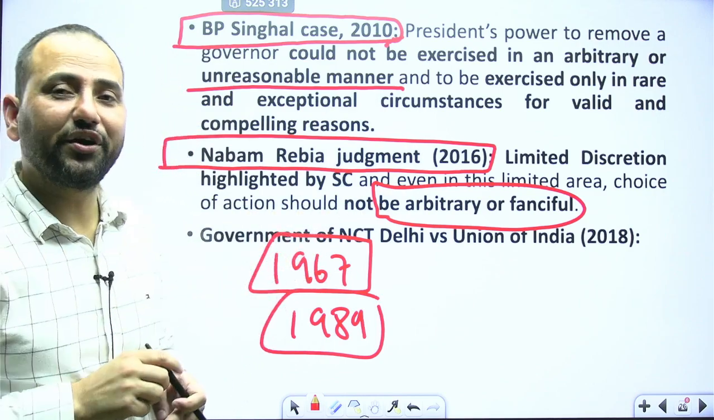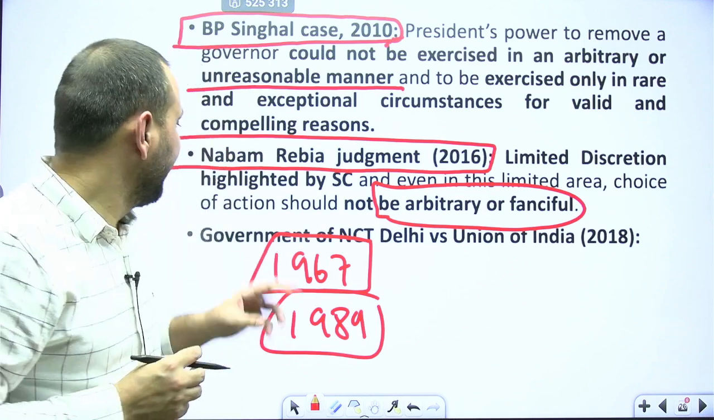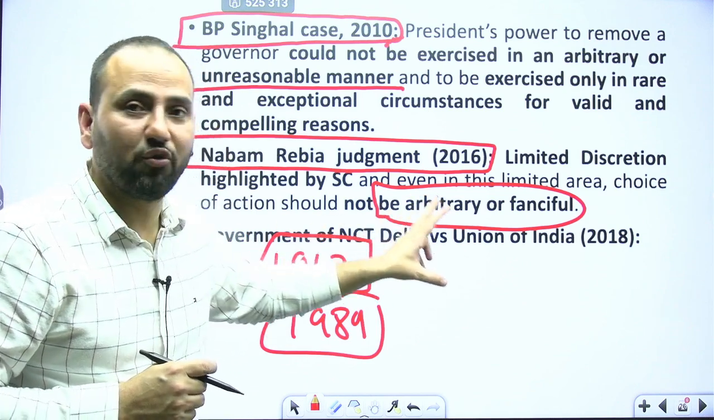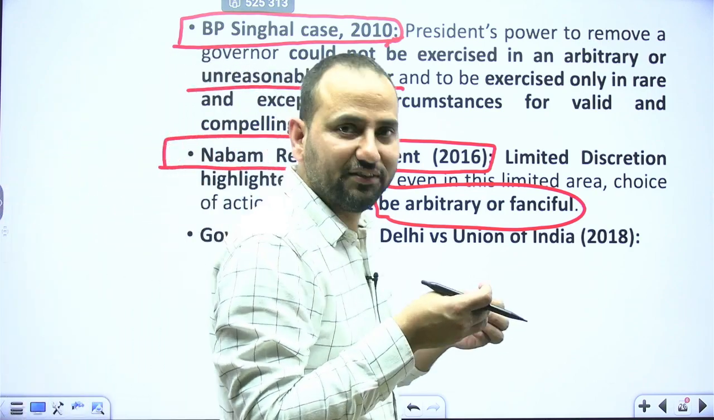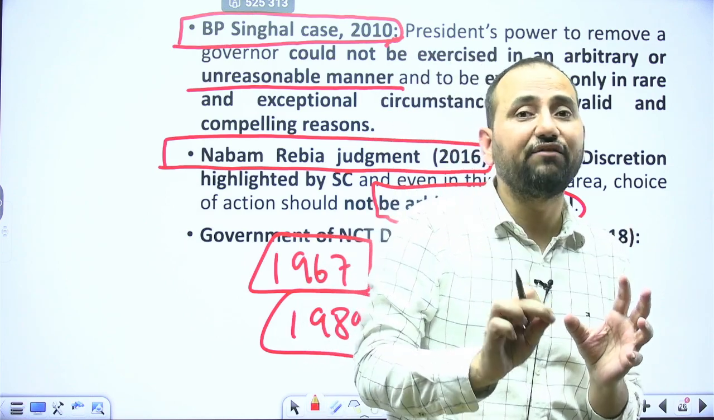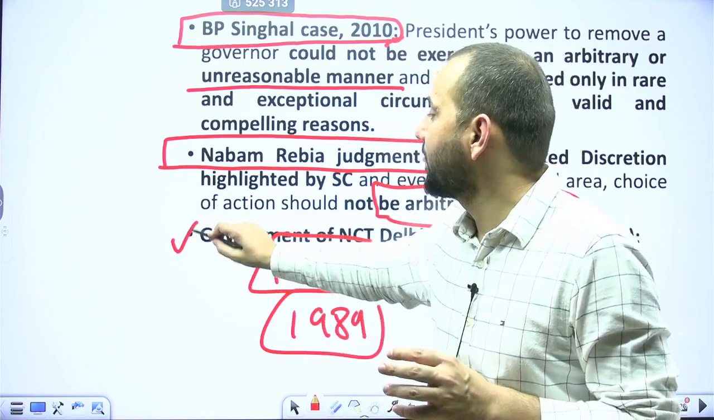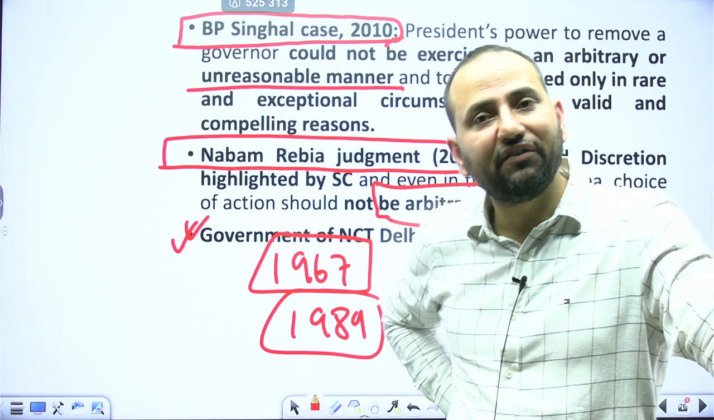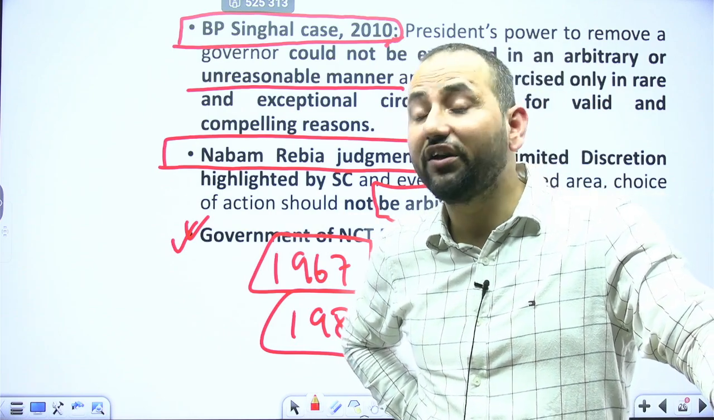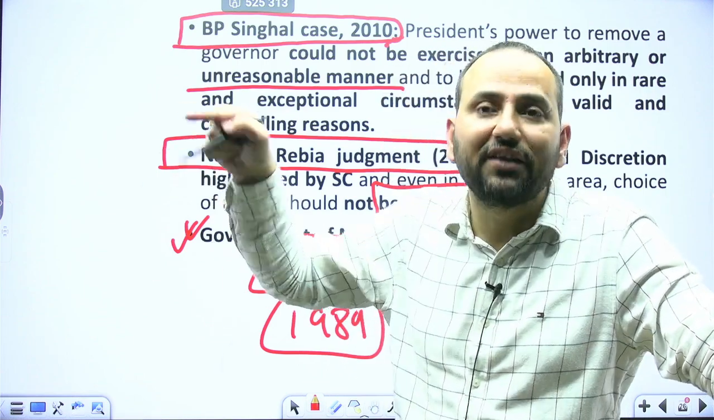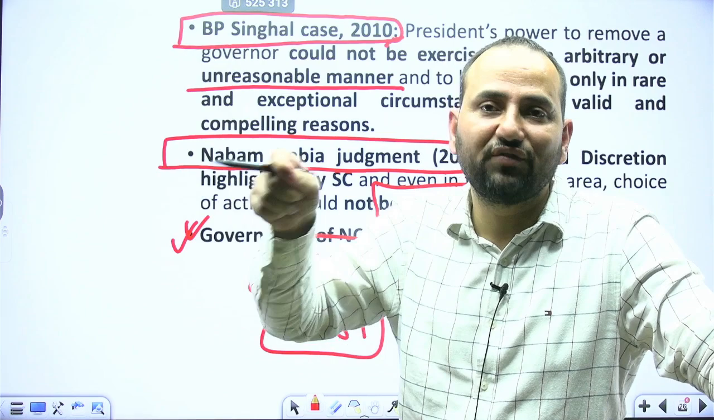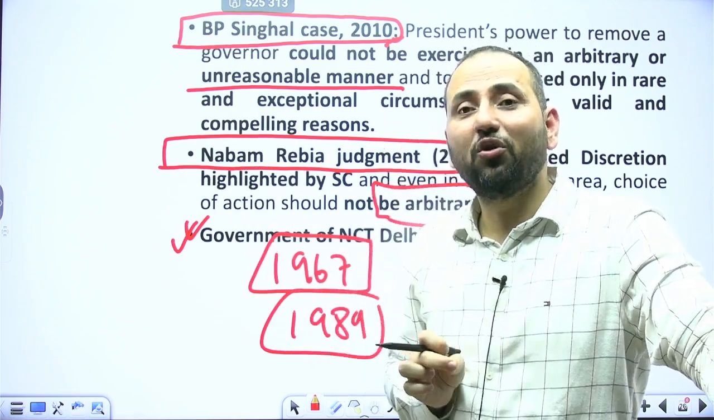Another very important issue with reference to the office of governor is Government of NCT of Delhi versus Union of India. And you will say that we do not have the structure of governors in the NCT of Delhi. That is why I have particularly mentioned this case also. Because whenever we talk about the judgments, whenever we talk about the structures, we have to understand what is the structure of governor in Delhi and what are the powers in the hands of the governor in Delhi.